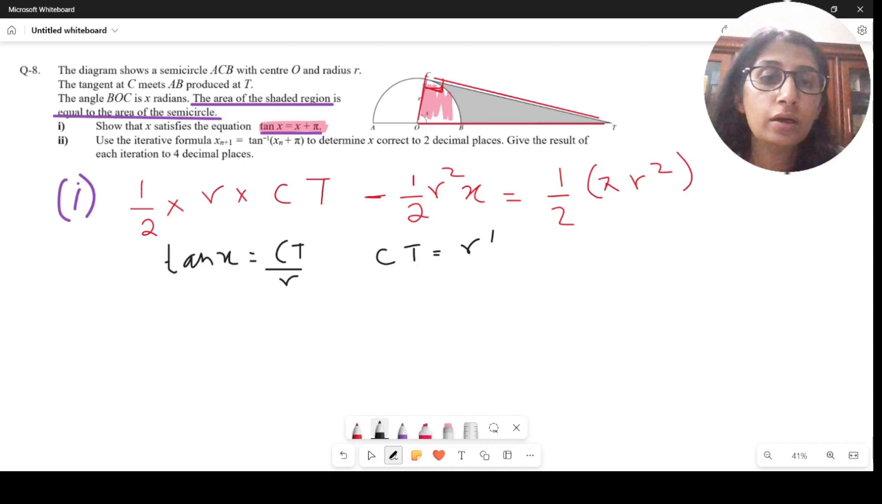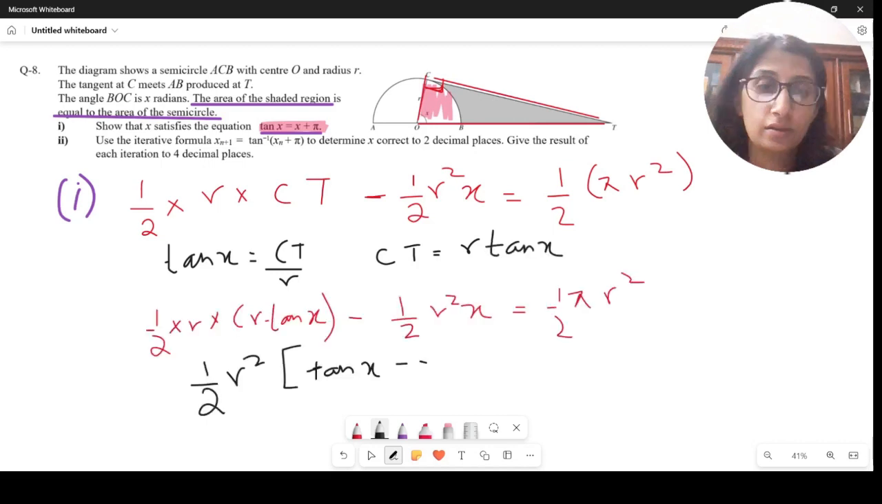Okay. Now what I'm going to do, I'm going to cancel half everywhere, and I'm going to cancel R square everywhere as well. We can take half and R square common here, and we're left with tan X minus X. And here also we have half R square and then pi. So this and this cancels out, and we get tan X minus X equals pi, which is the same as tan X equals X plus pi, and that is what we were supposed to show.